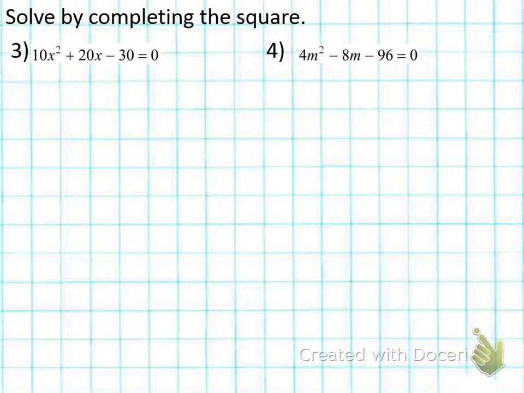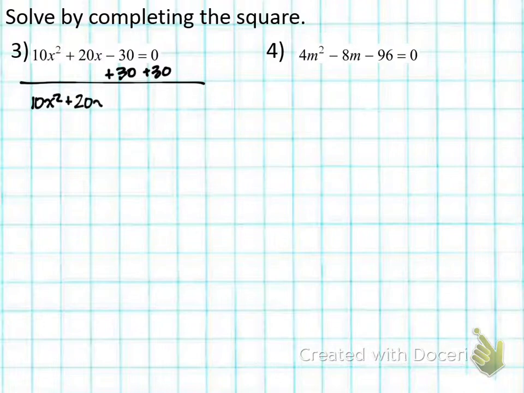Okay, let's do this one together. First step, what are we supposed to do, everyone? Okay, what's our constant here that we need to move? 30. What's the opposite of negative 30? Positive 30. Okay, so we got 10x squared plus 20x is equal to 0 plus 30 is 30.